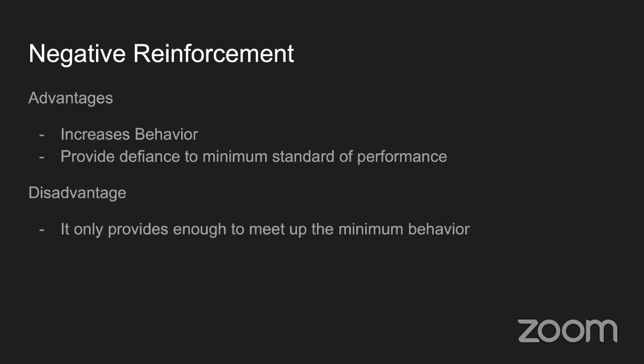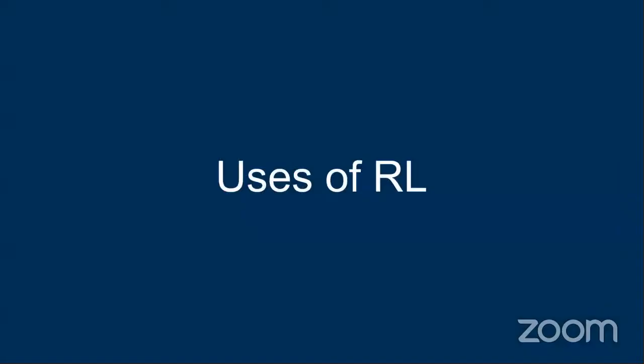Real life examples will make it clear, right? So the disadvantage of negative reinforcement is it can only provide enough to meet the minimum behavior, okay? It cannot provide you better quality of service. It cannot provide you an optimized route, but it can only provide conformance to a minimum standard of behavior, which is saying avoid the negative aspect. And a lot of this will be clear in the next few slides, right?